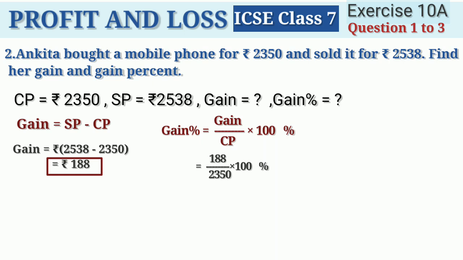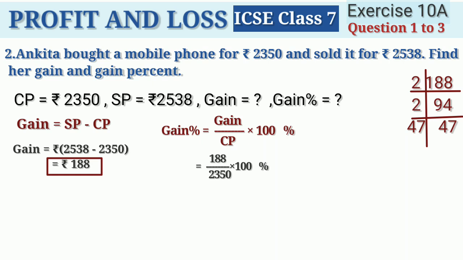Now cancellation is not as easy as the first sum. So in this case what we should do is find prime factors of both the numbers, that is 188 and 2350. So let us find prime factors of 188. 188 is an even number, it will be divisible by 2. So we get 94. 94 is again an even number, we will divide it by 2. We get 47, and 47 can be divided by 47 only because it is a prime number.